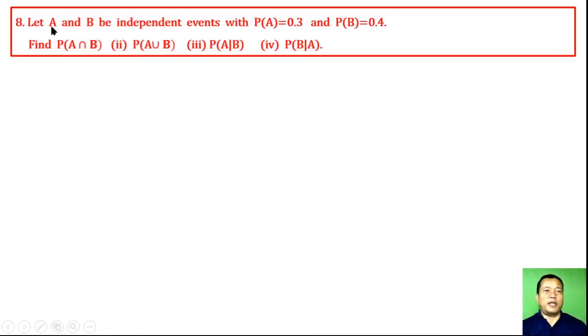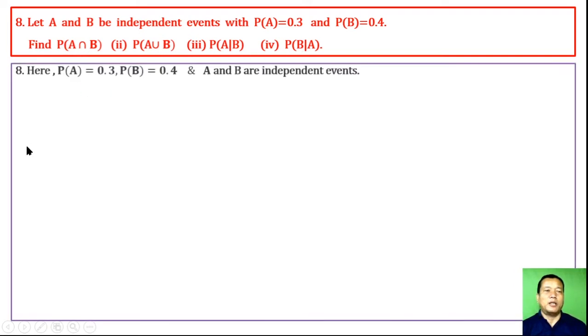Question number 8. Let A and B be events such that P(A) is 0.3 and P(B) is 0.4. Find P(A intersection B), P(A union B), P(A|B), P(B|A). Let us find out. P(A intersection B) is equal to P(A) times P(B), as the two events are independent events.